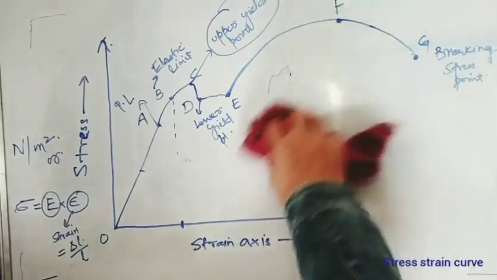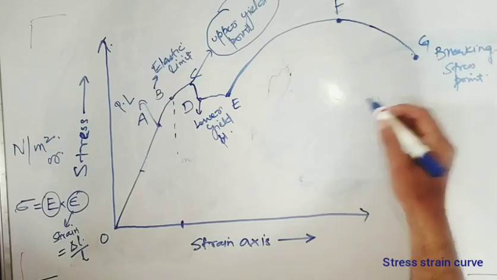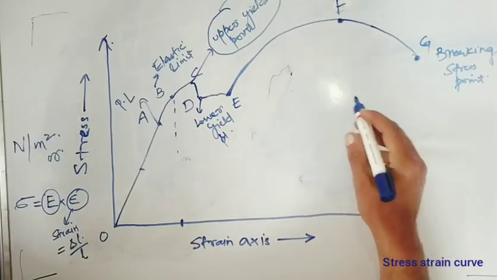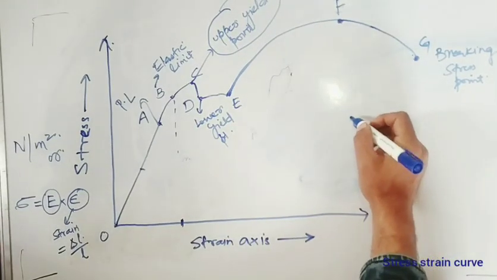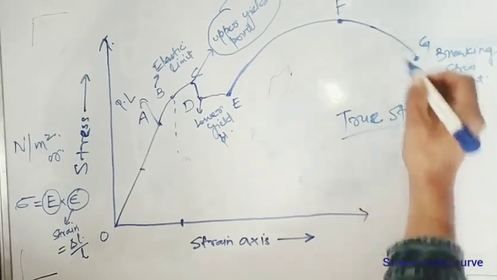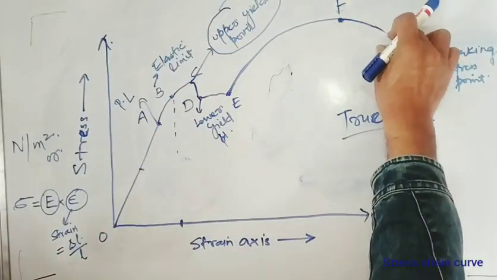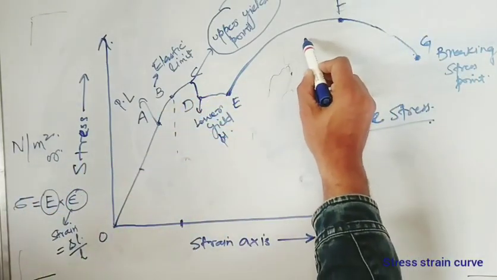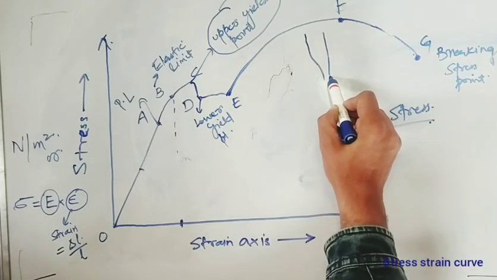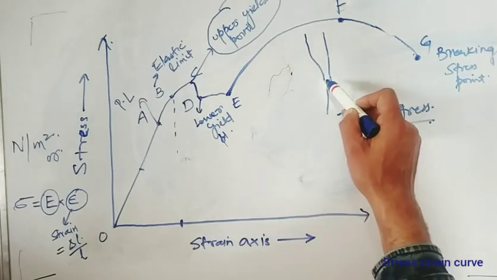Now, I want to tell you one more amazing thing. We're using engineering stress in calculating all those points. If you will be interested in using the true stress, at this point where the necking formation starts, from this point the necking formation starts, there will be a reduction. Your specimen will be like this at some point in it. There will be a lot of reduction in the cross-sectional area.